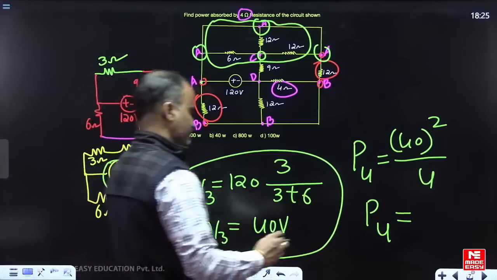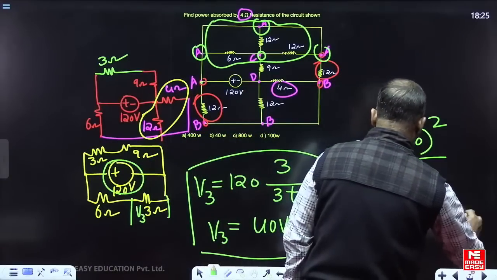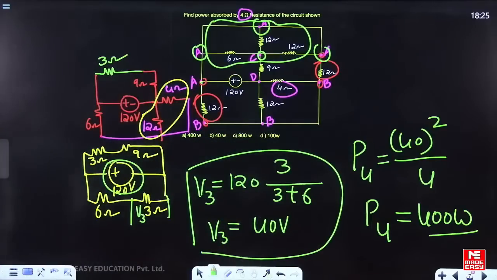Okay, very good. 400 watts. 400 watts, very good.